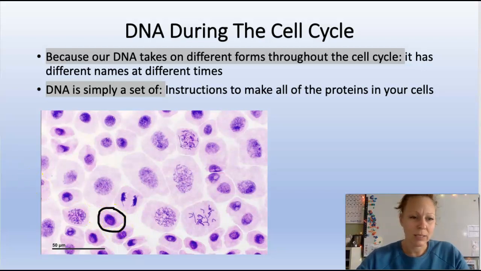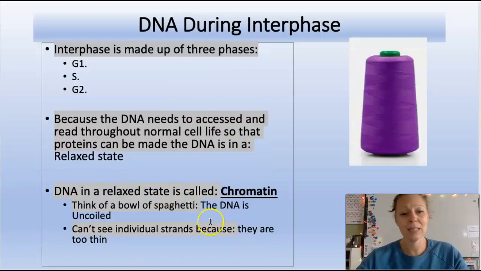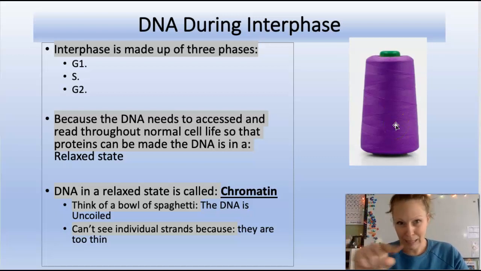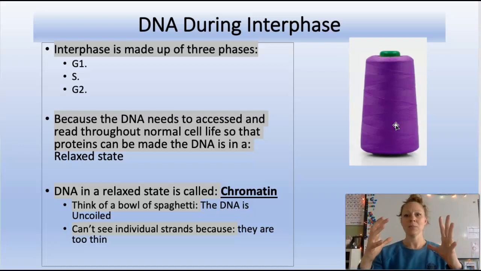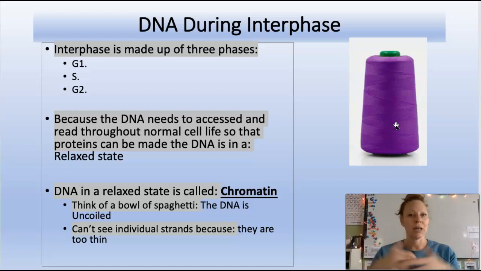Let me turn my draw tool off. That's because at this point, the individual strands of DNA are too thin. Think of it as like thread. If you stand far away from a spool of thread, you can't really see each individual line of thread, but you can see the big spool of thread. That's because the thread is too thin, but you can see it all when it's all together. You can see the blob.